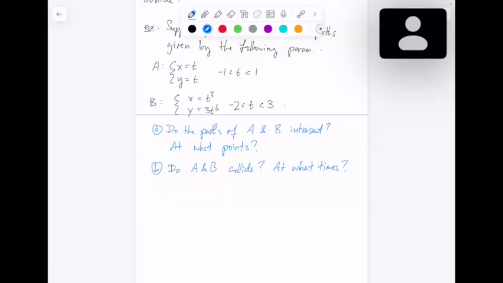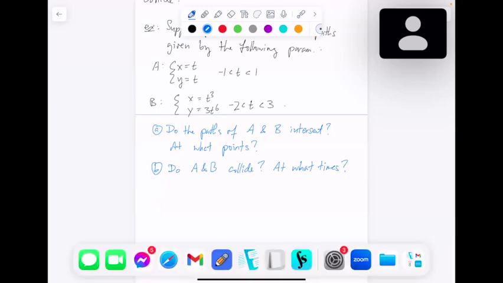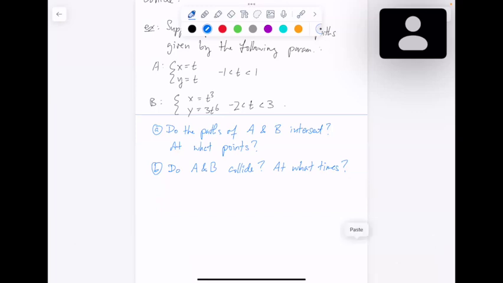Let's identify whether these paths intersect. Perhaps the easiest way of doing so is to figure out what these curves look like. For A, we could say this is a portion of the line y is equal to x. That's hopefully simple enough to see.